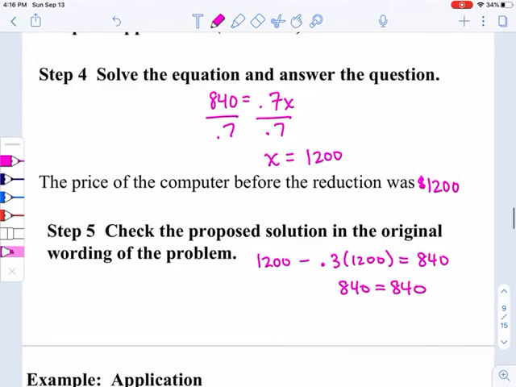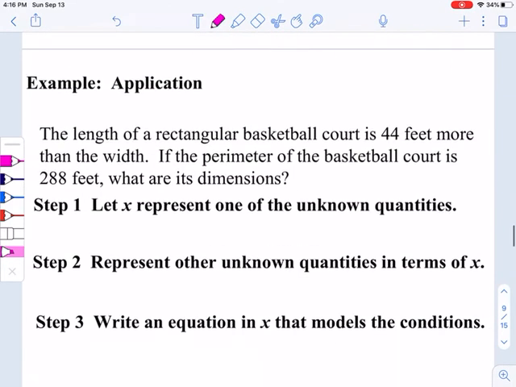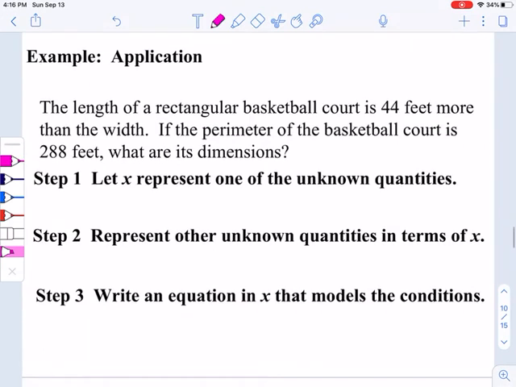Let's try another one. It says the length of a rectangular basketball court is 44 feet more than the width. If the perimeter of the basketball court is 288 feet, what are its dimensions? Well, we are talking about dimensions. Dimensions means they want to know what is the length and the width of the basketball court. They tell us about perimeter, which means that you might have to dig back through that long-term memory and see if you can remember some sort of formula. So it says let X represent one of the unknown quantities.